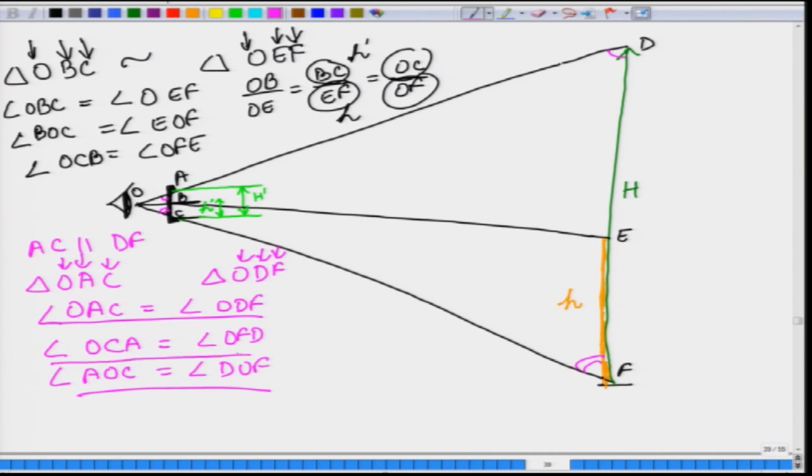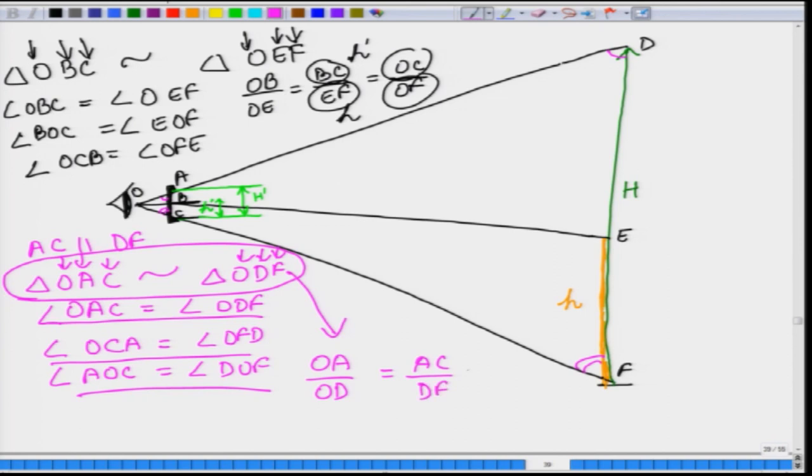Angle C and angle F are equal, which would mean that both of these triangles are also similar. Now, if both of these triangles are similar, that would mean that the corresponding sides are in the same ratio, which means that OA by OD is equal to AC by DF is equal to OC by OF. Now, in this case, we know AC. So, AC is this much, which is H prime with a capital H. DF is equal to capital H is equal to OC divided by OF.